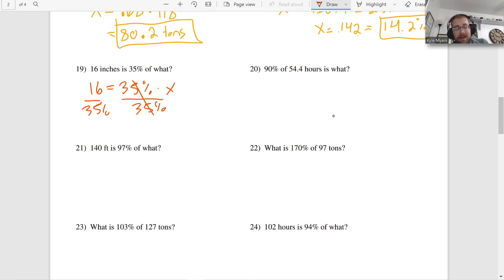16 divided by 35%, aka 0.35, is 45.7, and the units are inches.